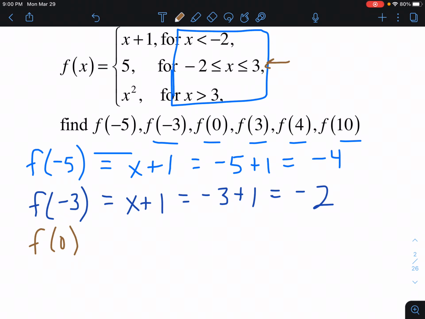Should we use this one? Well, if 0 is here for x, this is saying we're going to use this for the numbers between -2 and 3. And 0 is between those two numbers. So we look and we go, okay, our output here is just going to be 5. So it equals 5. Now there is no x to plug in here. It's literally just 5. There was no x. Nothing to plug in here.